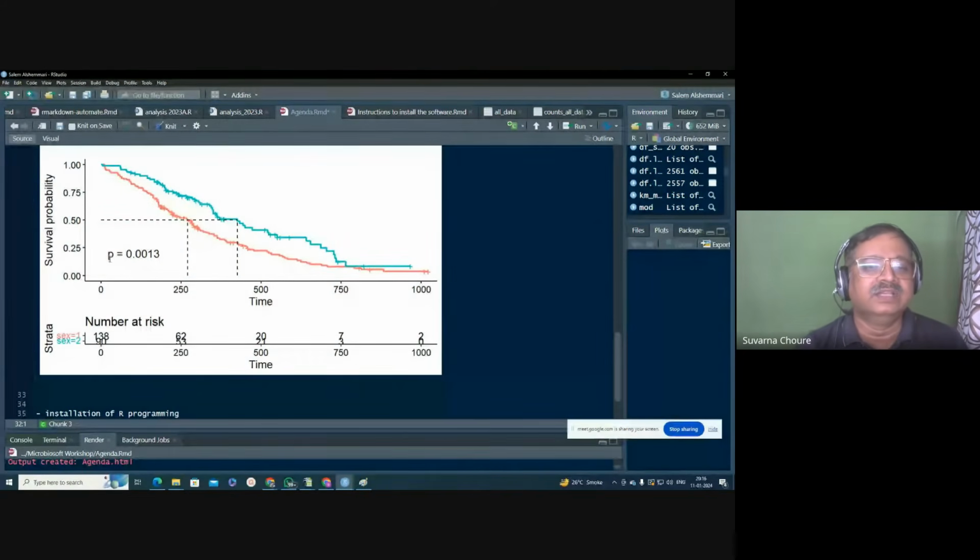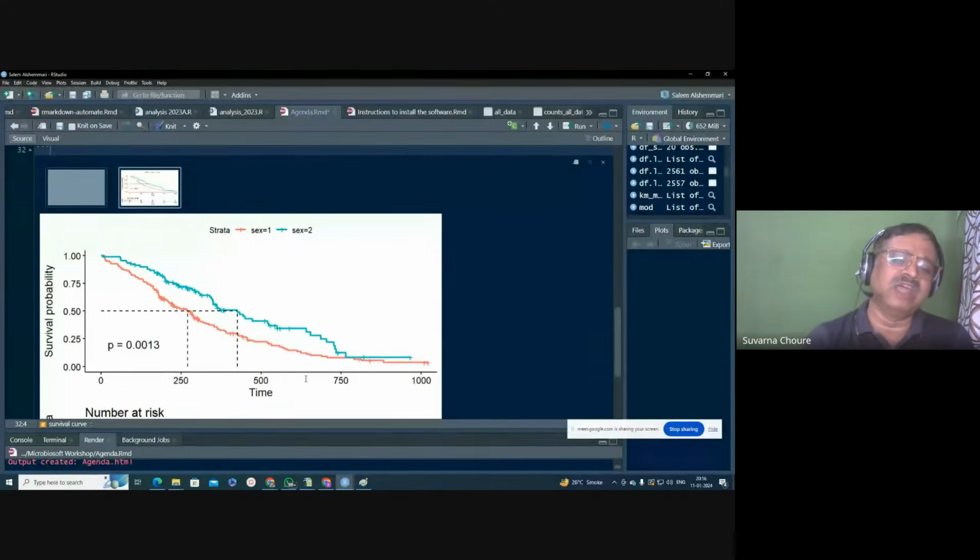Okay, and here you can see the p-value. What is that p-value? 0.0013. That means there is only a 0.13% probability of no difference, 0.13% probability of getting the data showing no difference. 0.13% is almost negligible, which means there is a significant difference in survival of male and female.